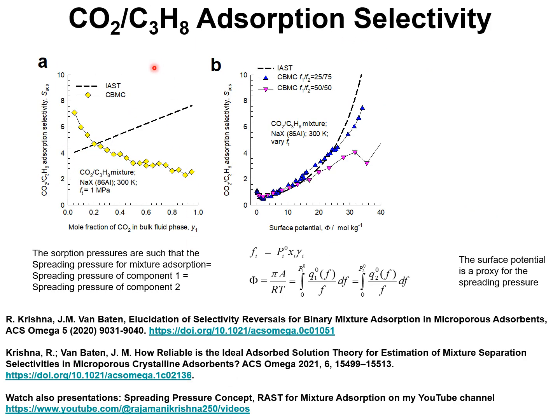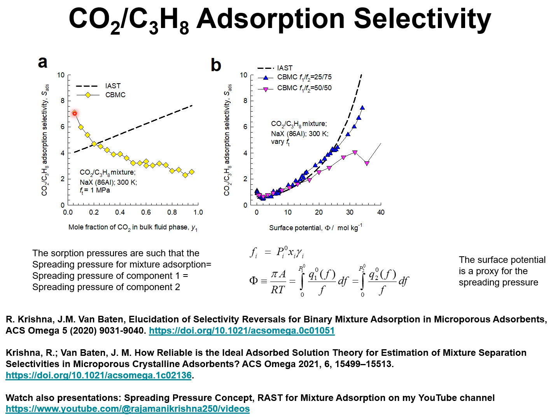Let's examine now binary mixtures of CO2 and propane. 3 CBMC simulation campaigns were conducted. The first one at a total bulk gas phase fugacity of 1 megapascal, and the composition of CO2 in the bulk fluid phase was varied from 0 to unity. These are the results obtained from molecular simulations for the adsorption selectivity of CO2 with respect to propane.